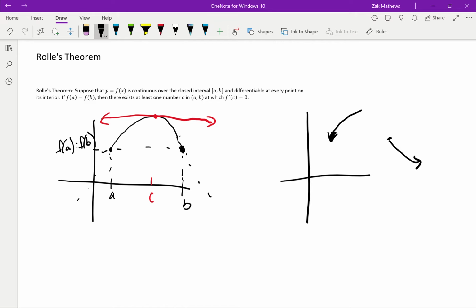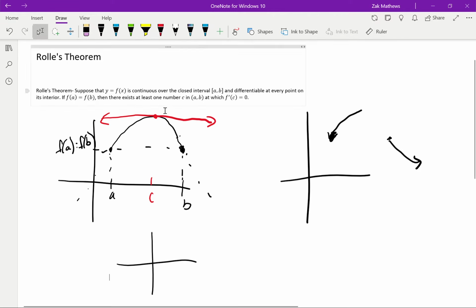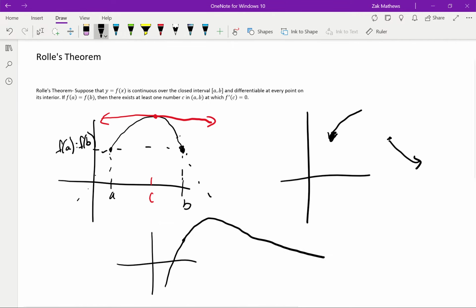It also doesn't mean that the c has to be centered in the a and b. So we could have a function that is not very symmetric. So if I look at a and b being here and here, well, their center is somewhere around here. We can see where it actually touches 0, where the tangent line is 0, is much closer to a. So it doesn't mean that it has to be symmetric. It just means somewhere between them we have to have that tangent horizontal line. We have to have that derivative equal to 0.